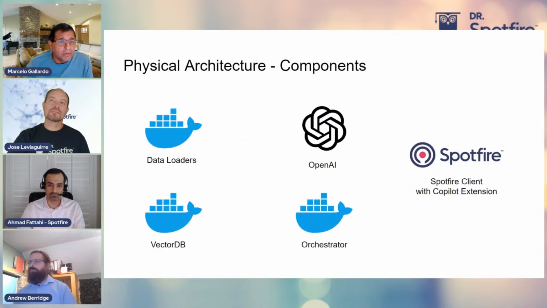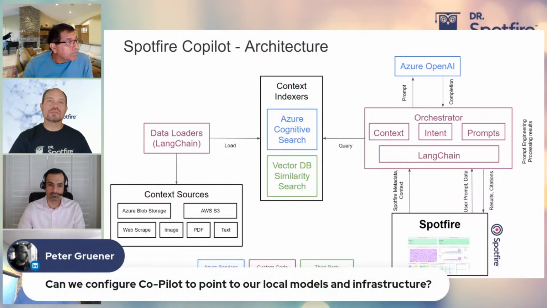Next slide, please. Okay, before we continue with the next slide, we have a question, and this is probably related to what you're talking about, Marcelo. Can we configure Copilot to point to our local models and infrastructure? If the models are supported by the LangChain libraries, yes.